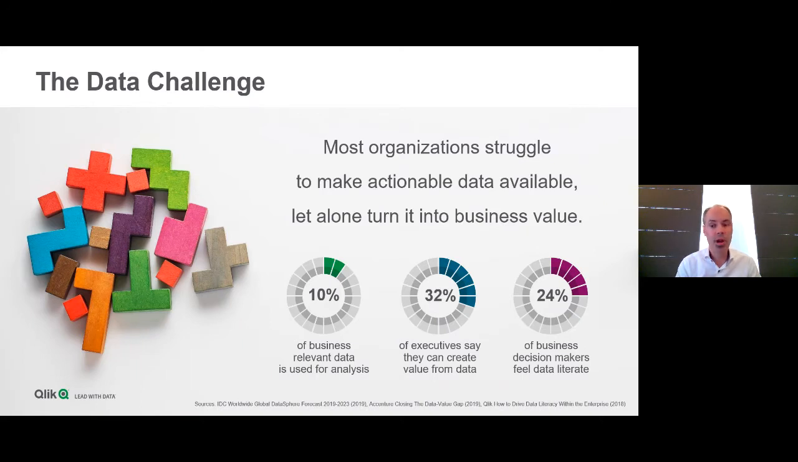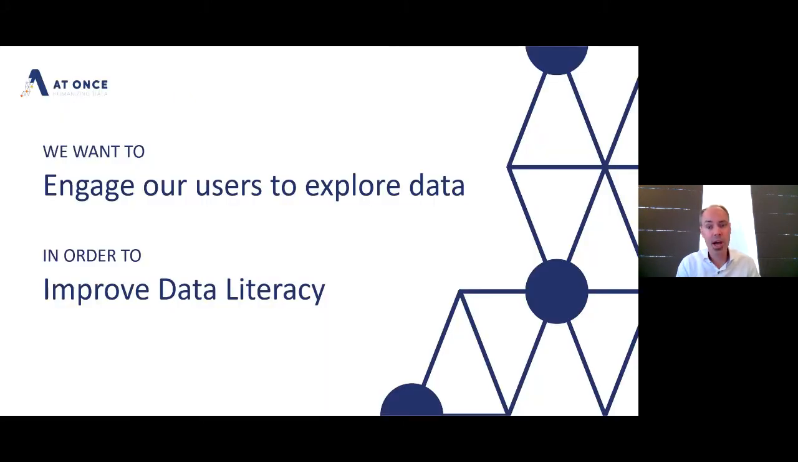So they need more data literacy. And that's basically what we do. We want to engage our users to explore data in order to improve data literacy. And the more people that are using data, the more efficient an organization will be. And this underlines our engagement of making everyone in an organization as data literate as possible.